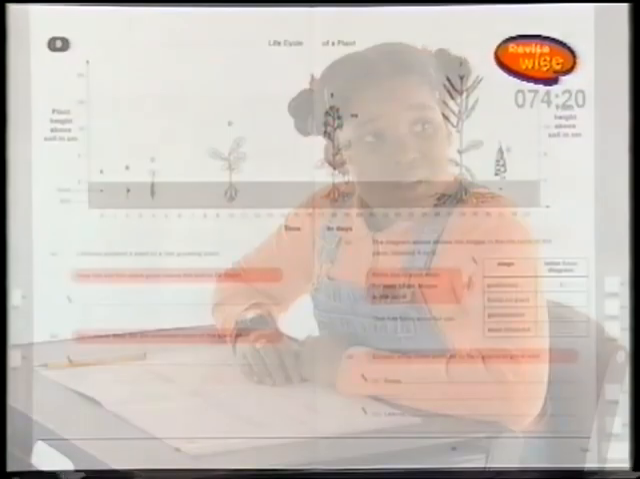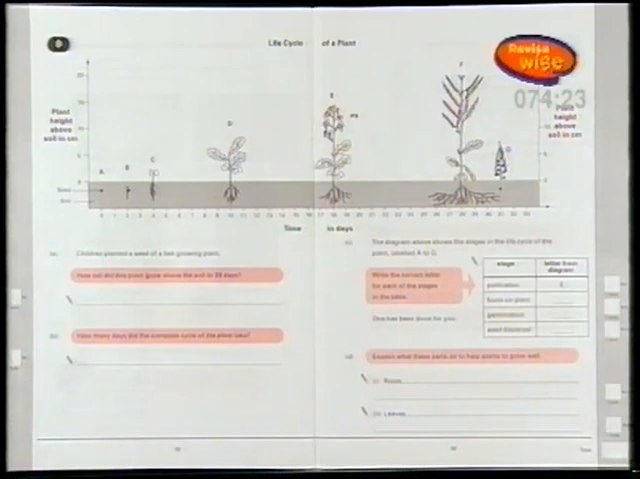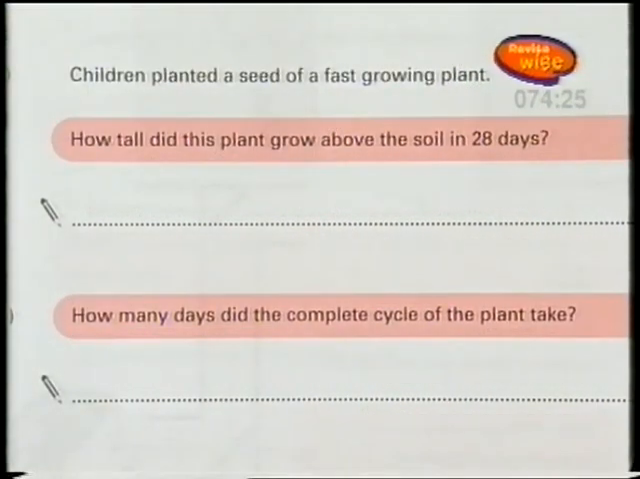I've got a question here about plants, and I don't understand it at all. It's got this sort of drawing thing of plants, and then it says, children planted a seed of a fast-growing plant. How tall did the plant grow above soil in 28 days? How am I supposed to know that? I've never done this experiment before.